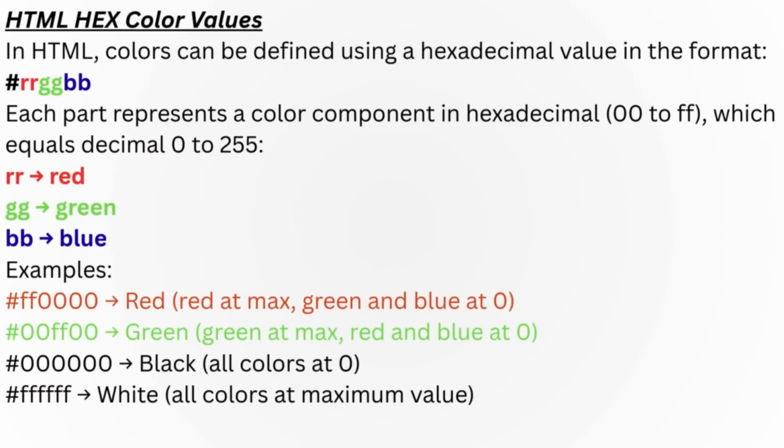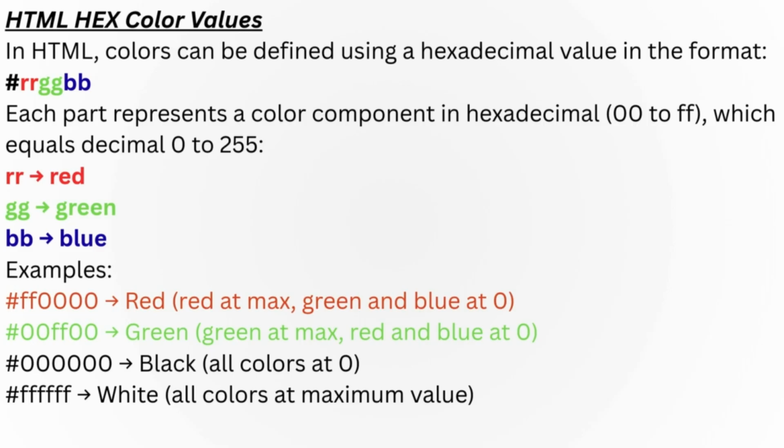In HTML, hex color values can be defined using the hexadecimal value in the format hash RRGGBB. Each part represents a color component in hexadecimal, 00 to FF, which equals 0 to 255. RR stands for red, GG stands for green, and BB stands for blue. So for example, hash FF0000 represents red color, red at max, green and blue at 0.